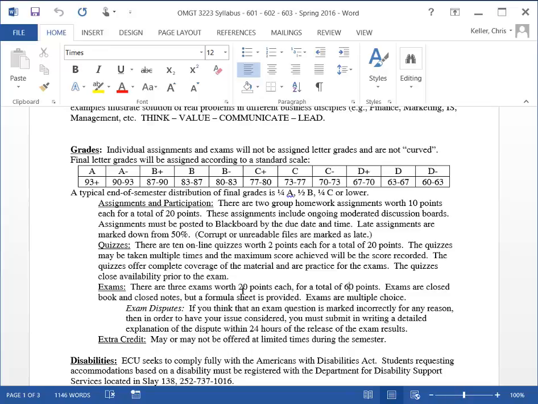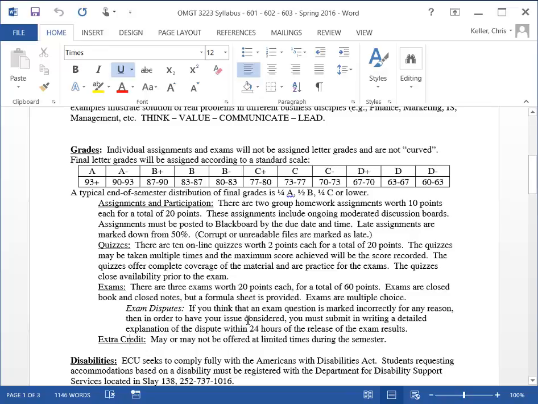And you can take it any time during that. They're closed book, closed notes, for the first 2 exams, and a formula sheet is provided. There is no formula sheet for the 3rd exam. The exams are not cumulative. The exams are multiple choice, and they're 20 questions. So basically, 1 point per question. If you have an exam dispute, I've never had an exam dispute, but that's just a clause in case there's some sort of issue that goes on.